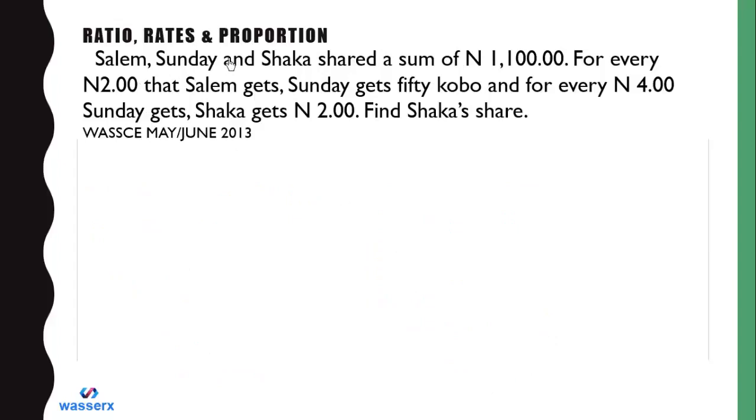Salem, Sunday and Shaka shared a sum of 1,100 naira. For every 2 naira that Salem gets, Sunday gets 50 kobo, and for every 4 naira that Sunday gets, Shaka gets 2 naira. Find Shaka's share. So we let their ratio be A is to B is to C.